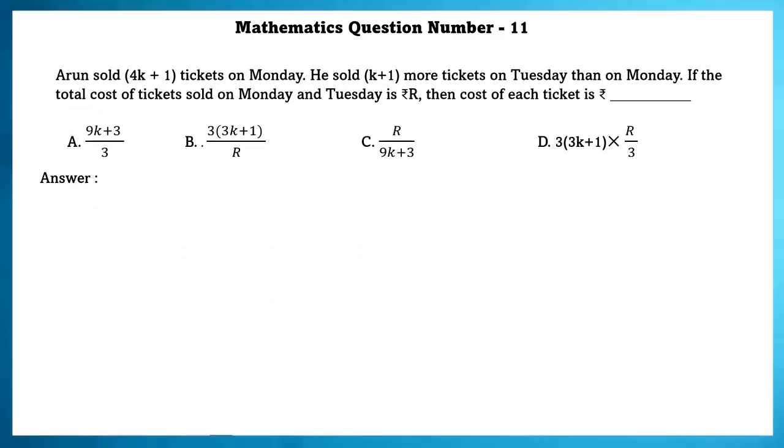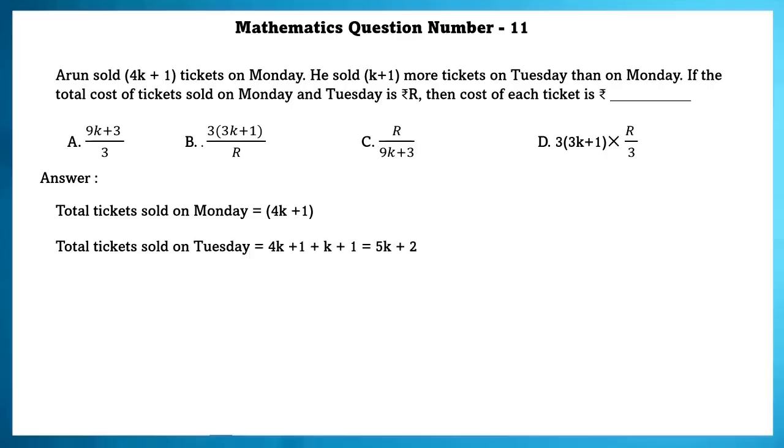Mathematics question number 11. Arun sold 4k plus 1 tickets on Monday. He sold k plus 1 more tickets on Tuesday than on Monday. If the total cost of tickets on Monday and Tuesday is rupees r, then the cost of each ticket is? Total tickets sold on Monday is equal to 4k plus 1. Total tickets sold on Tuesday is equal to 4k plus 1 plus k plus 1, which is equal to 5k plus 2.